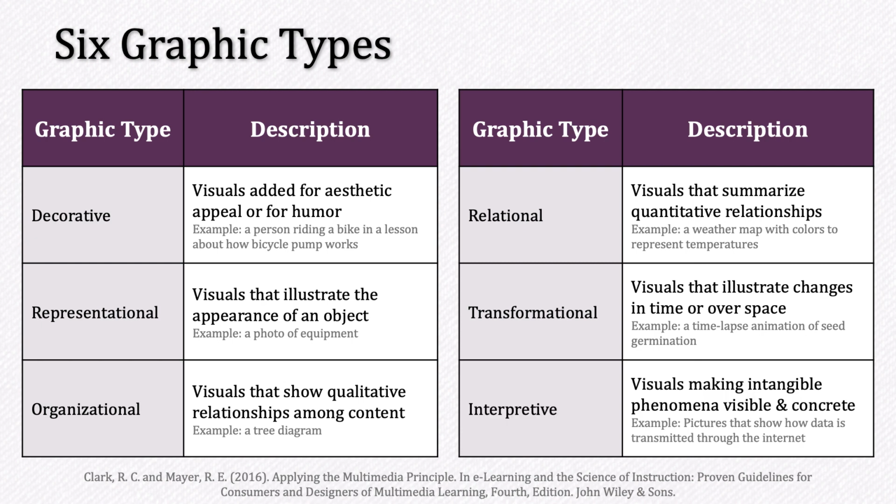The sixth and final type of graphic is interpretive, and these are visuals that make intangible phenomena visible and concrete. An example of an interpretive graphic might be a picture that shows how data is transmitted through the internet, something we can't really see.